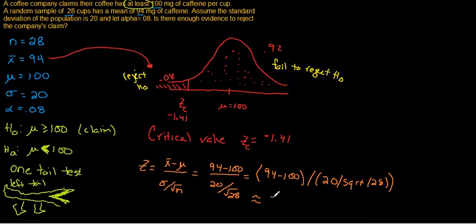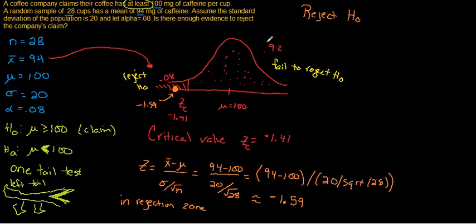I'll go back here and write that down, negative 1.59. So our data point from our experiment or our data collection exercise of these coffee cups lies right in here. Right? There's our negative 1.59. So we are in the rejection zone. And at that point, we will reject the null hypothesis. Okay, so our conclusion here is we will reject the null hypothesis. So is there enough evidence to reject the company's claim? Yes.